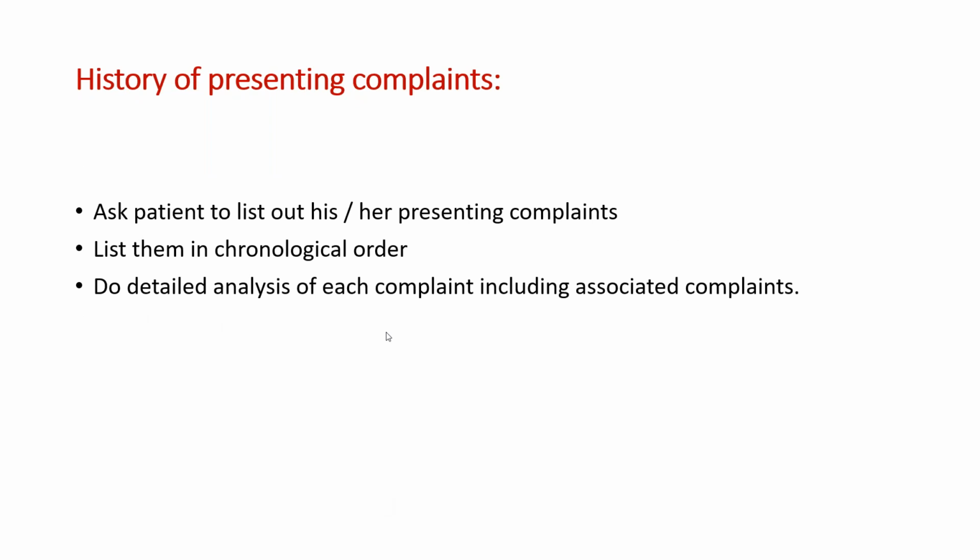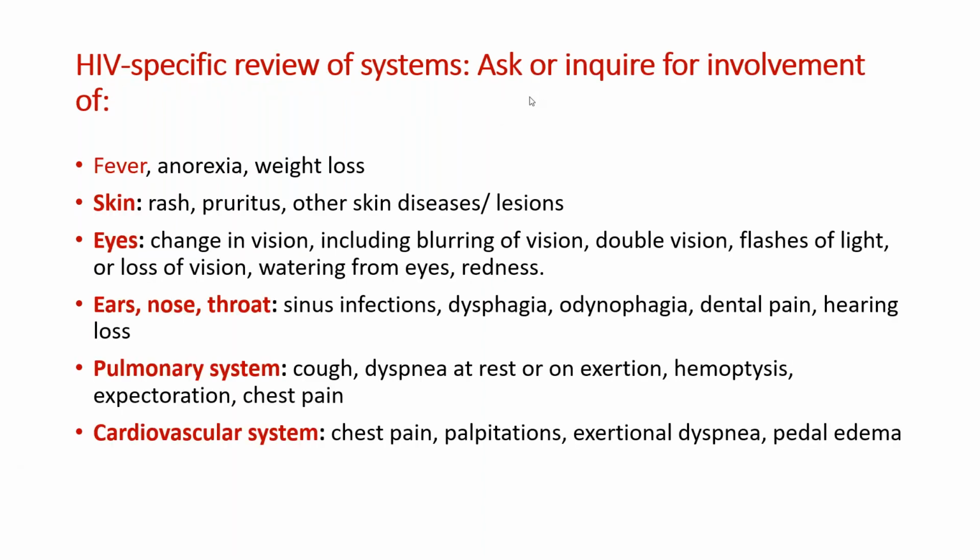In the history of presenting illness, you ask the patient to list out his or her presenting illness. What has brought you to the hospital today? You will list them in chronological order. The patient probably will not list them for you, so you need to put them in some kind of order, either ascending or descending. Then you do a detailed analysis of each complaint, and you ask associated complaints along with it. You should always be specific. Even if the patient does not tell you, ask or inquire about the involvement of each and every system in this manner.